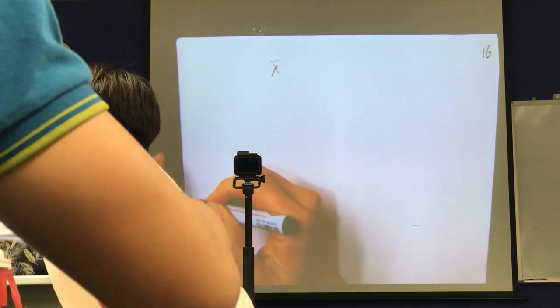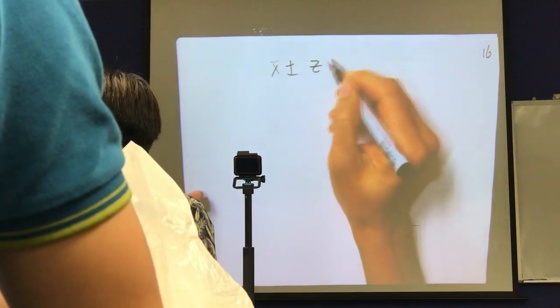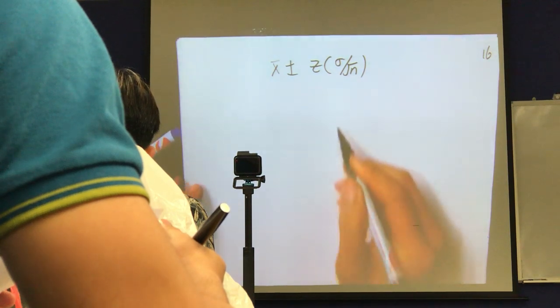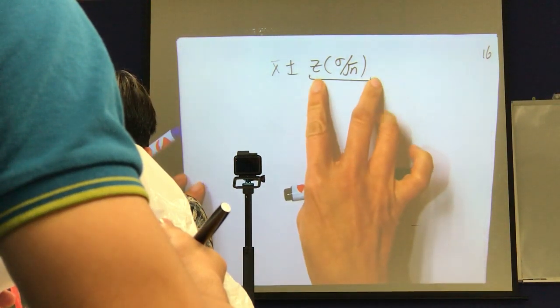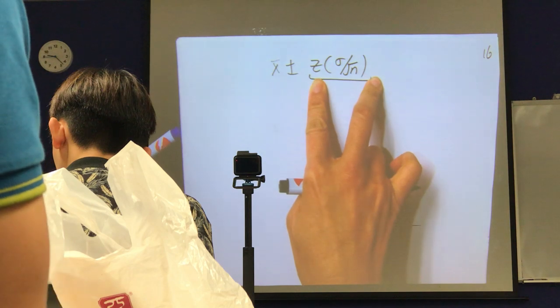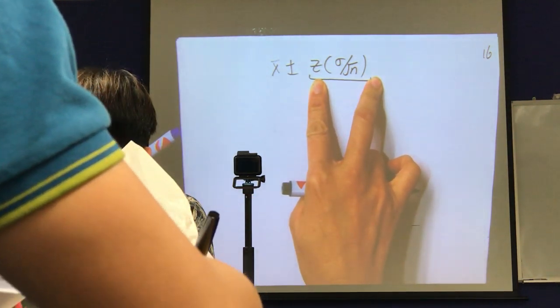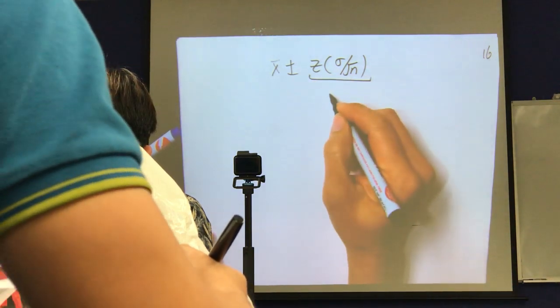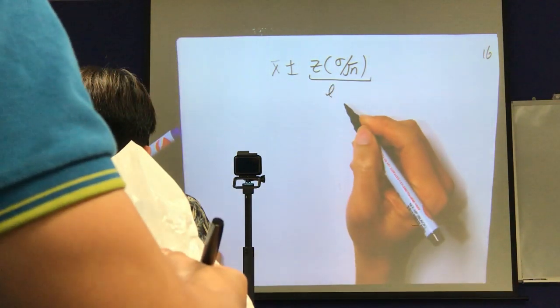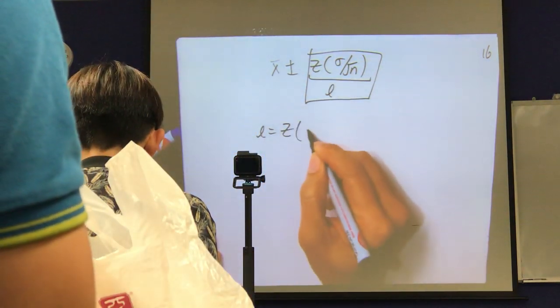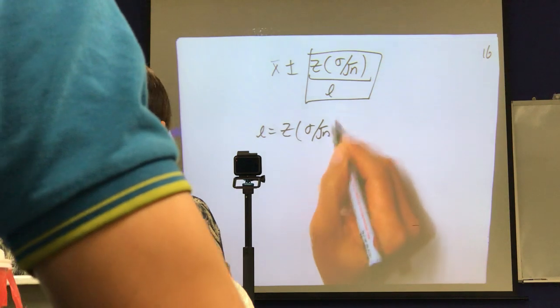So if you can recall, the formula is x bar plus minus z sigma over square root of n. What do you call this one here? Margin of error. What's that? Sampling error, or MOE. Usually we represent it with the E there. So let's take this one out. So E is equal to z sigma over square root of n.